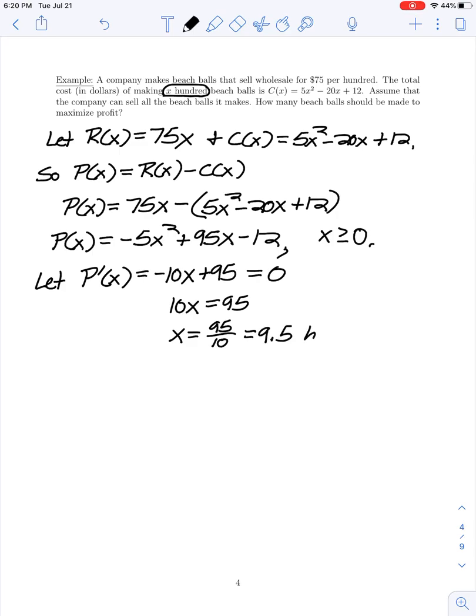But remember, this was being measured in hundreds. So we would say 950 for this value. Now the question is, okay, well, that is a critical value. Does that value maximize profit or minimize profit? To answer that question, we can make use of the first or second derivative test.